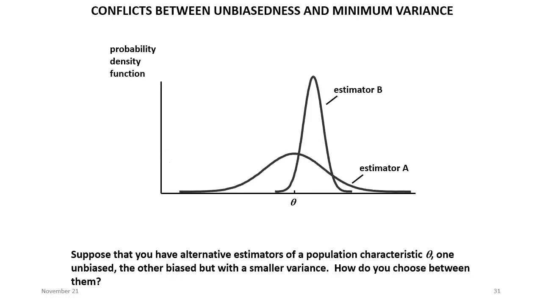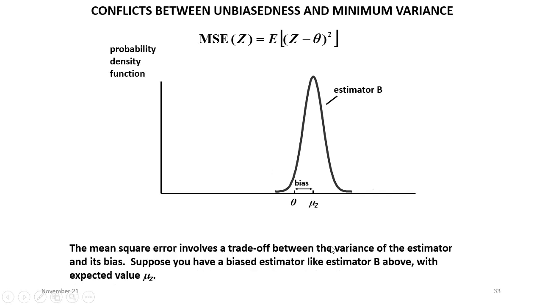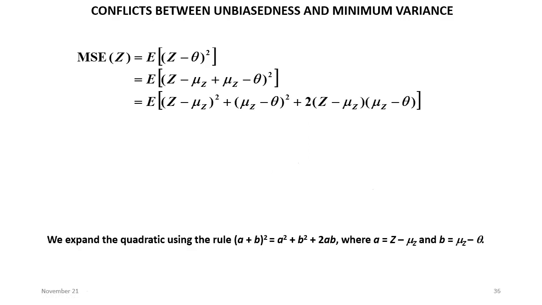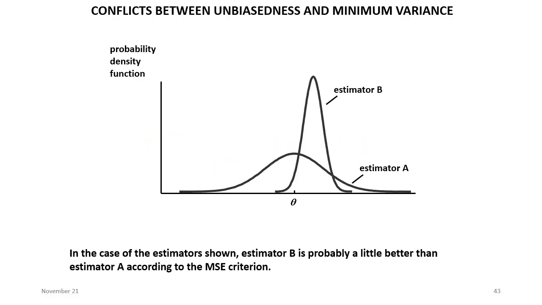Lambda 1 is equal to lambda 2, which is equal to 0.5. So the conflict between unbiasedness and minimum variance is that of estimator A and estimator B. Suppose we have two alternative estimators of a population characteristic theta, one unbiased, the other biased but with a smaller variance. How do you choose between them? The answer is we will choose the one which has the minimum mean square error. These equations we have already proved and explained in the class. This is just for revision and to make it clear for the next topic. So in the case of the estimators shown, estimator B is probably a little better than estimator A according to the mean square error criterion.